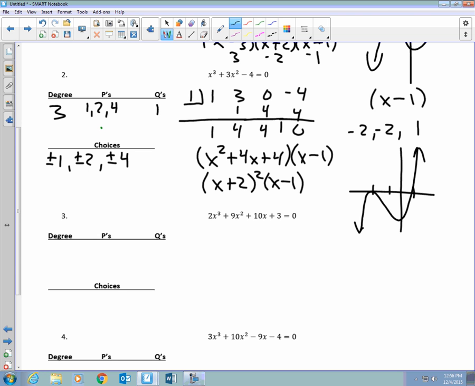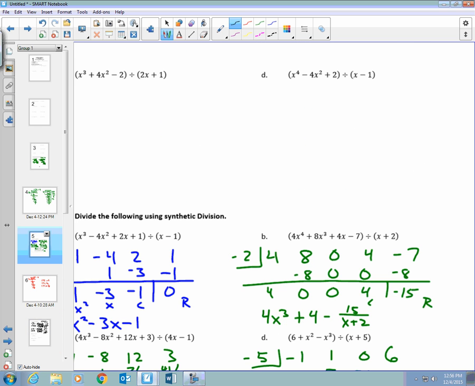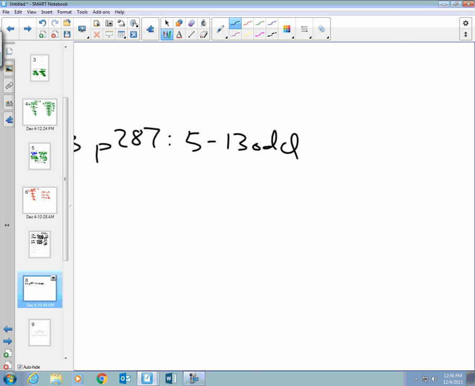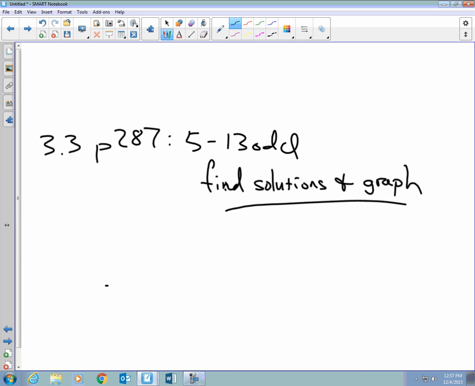All right, you need an assignment. You need to practice. There you go. 3.3, page 287, numbers 5 through 13, odd. Find the solutions and graph them.